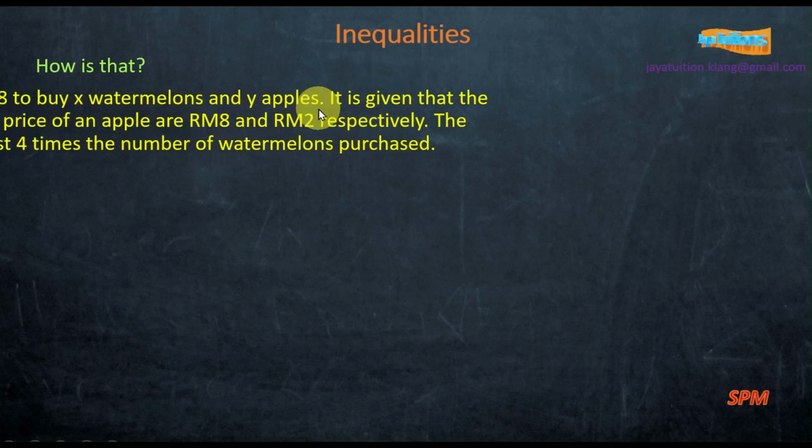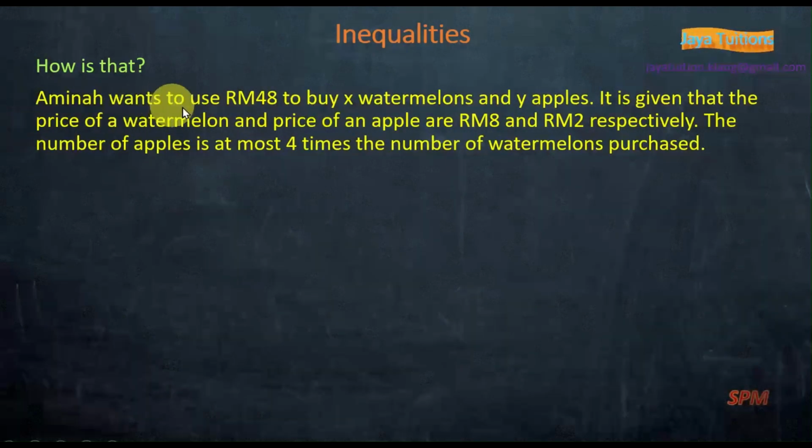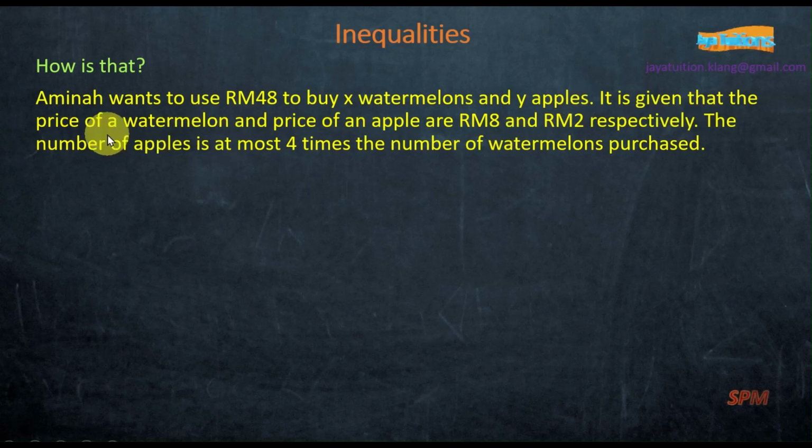So in this chapter on inequalities, we are going to see a particular given numerical. Amina wants to use RM48 to buy x watermelons and y apples. It is given that the price of a watermelon and the price of an apple is RM8 and RM2 respectively. The number of apples is at most 4 times the number of watermelons. So keep a word eye on "at most". At most is the maximum you can do.